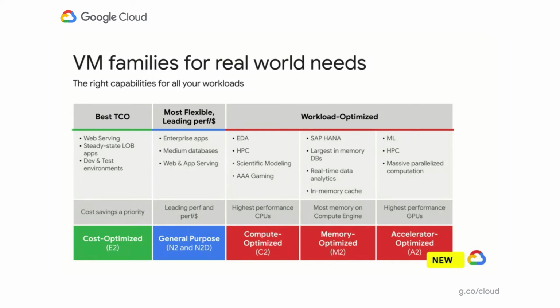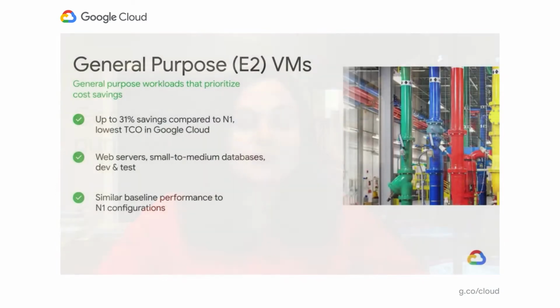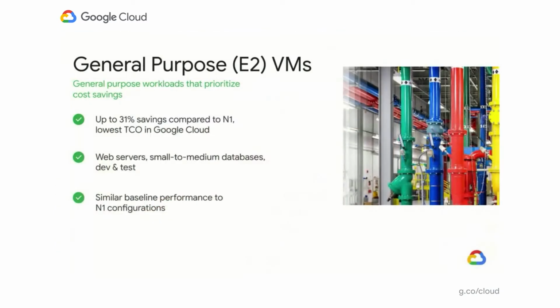Now let's start going into these different VM families and let's understand how they fit your different application requirements. We'll start with general purpose VMs, and we'll start with E2. For general purpose workloads that prioritize cost savings, E2 VMs offer up to 31% savings compared to N1 VMs on both list and commitments pricing. This makes them the lowest total cost of ownership, or TCO, offering available in Google Cloud.